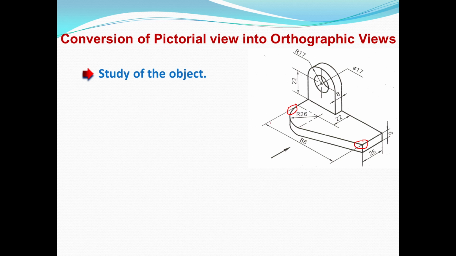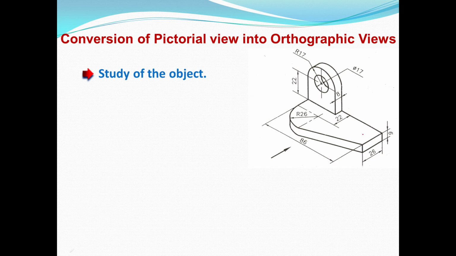Again here some dimension is given, 26, from this point to this point. Also you can see another dimension in the width direction, given as 22 mm, up to this point. This point is the center point for this arc. The arc has a radius R of 26 mm. For this 26 mm arc, this one is the center point, and from the center point up to the end point, in the width direction, 22 mm is given.